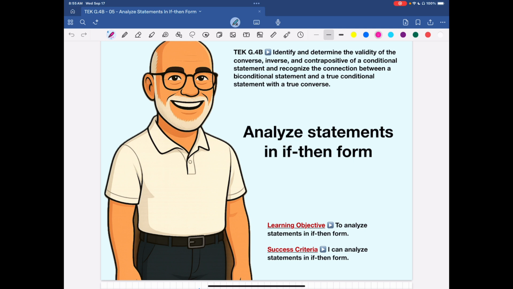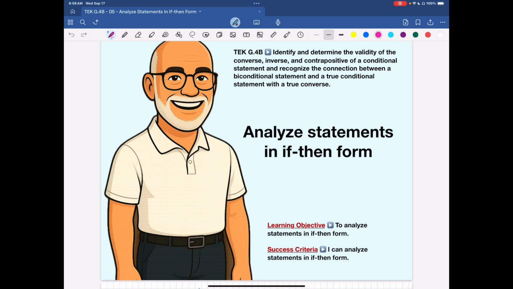Today's TEK is G4B. Identify and determine the validity of converse, inverse, and contrapositive of a conditional statement, and recognize the connection between a biconditional statement and a true conditional statement with a true converse. This video covers analyzing statements in if-then form.